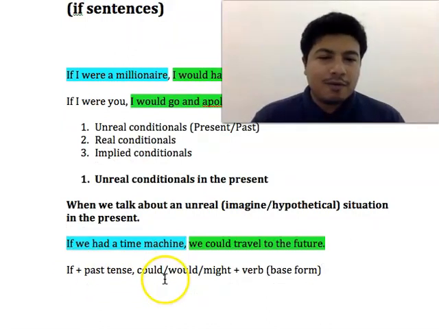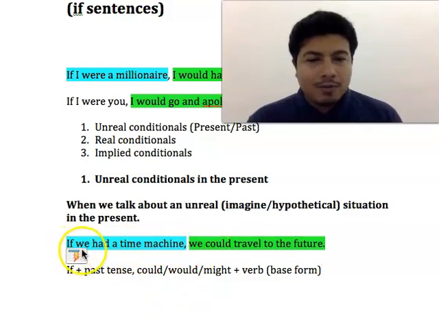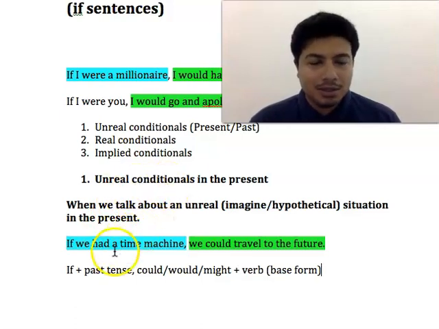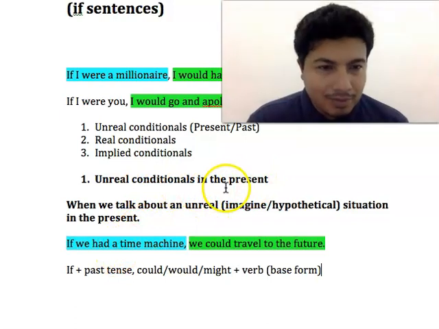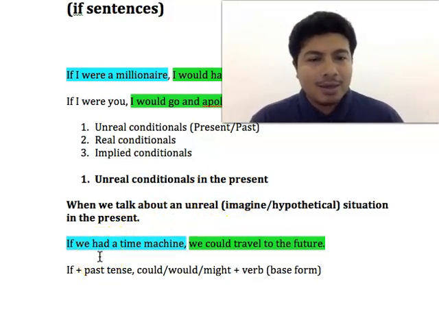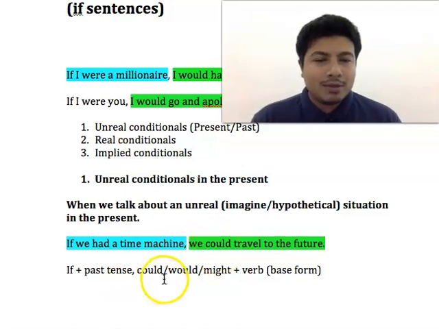So compare this formula with the sentence that we have here. So if we had, make sure you use past tense, because that is the rule when you talk about unreal conditional in the present. Although we talk, it is in the present time, but it is a wish that you have. So if we had a time machine, past tense, we could. So we could, or we would, or we might travel.